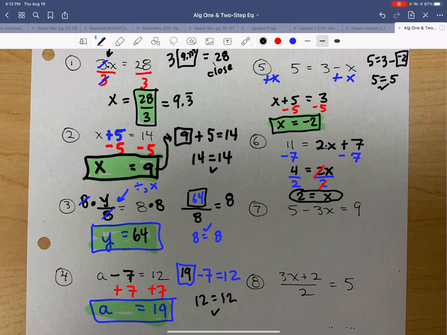Okay, so let's plug this back in to double check our answer. We have 11 is equal to 2 times the mystery number plus 7. If this number is 2, we get 4 plus 7, and yep, we get 11. So we feel good about the answer. X is 2.